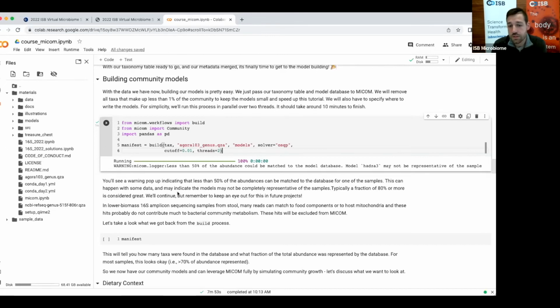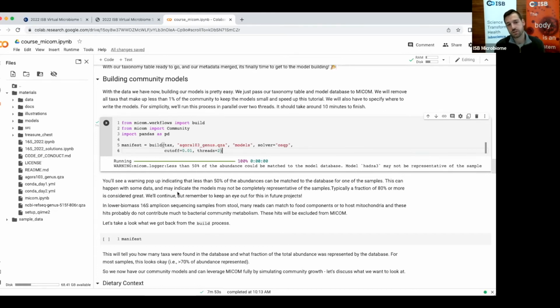Typically, this would be some cause for concern. Typically, a fraction of 80% or more is considered great, and we really shoot for greater than 50% abundance matched to the model database. However, in this case, this is one of the issues that we face when modeling underrepresented groups in microbiome research.